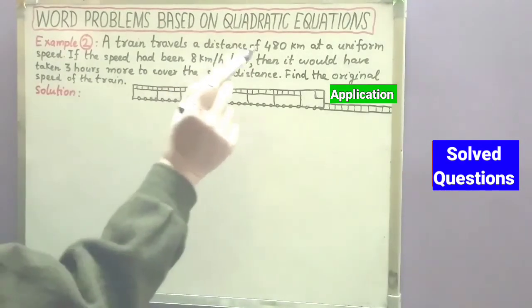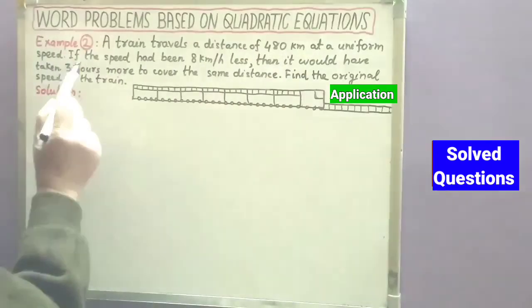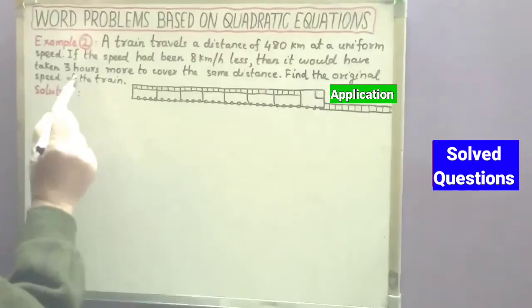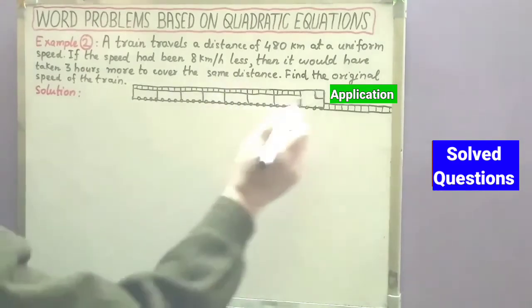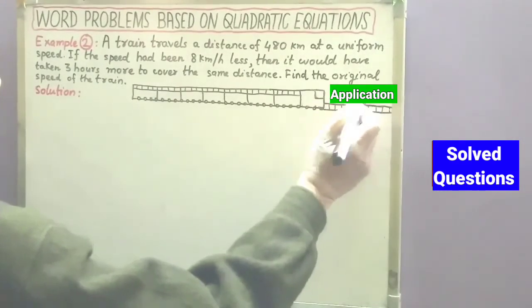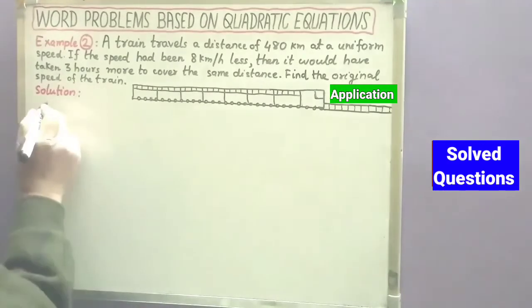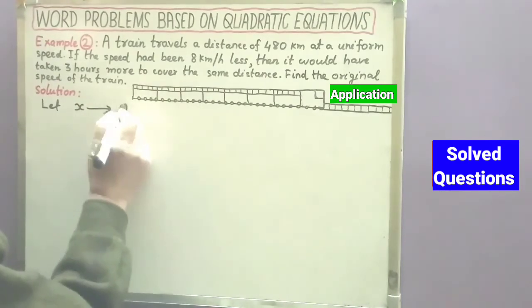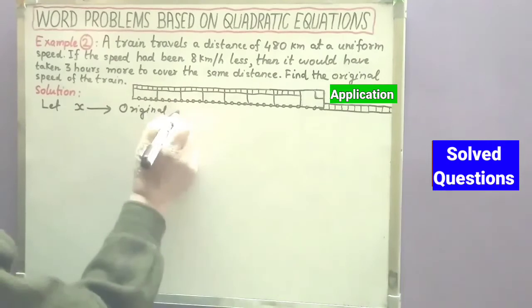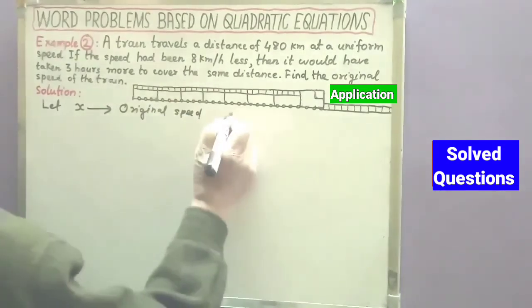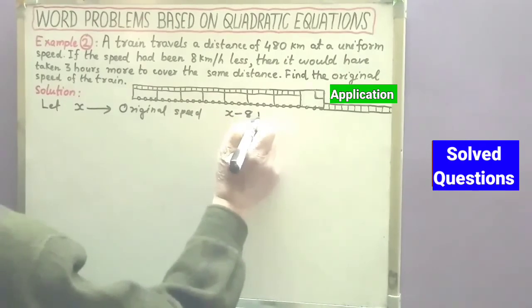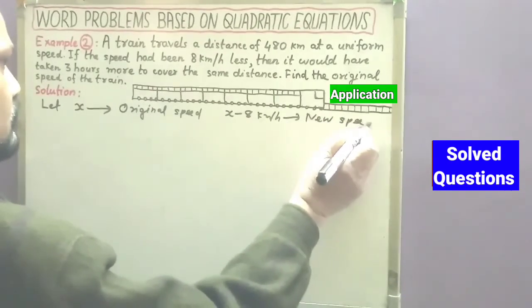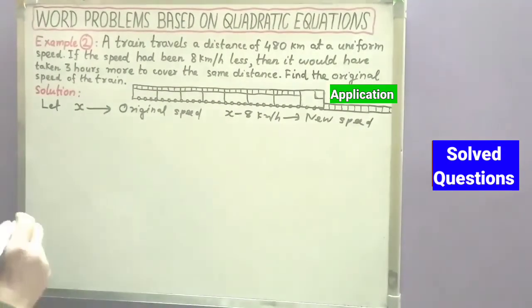Example 2. A train travels a distance of 480 km at a uniform speed. If the speed had been 8 km per hour less, then it would have taken 3 hours more to cover the same distance. Find the usual speed of the train. Let's solve this question. Let the original speed of the train be x km per hour. When the speed of the train is decreased by 8 km per hour, its new speed becomes x minus 8 km per hour. Total distance covered equal to 480 km.